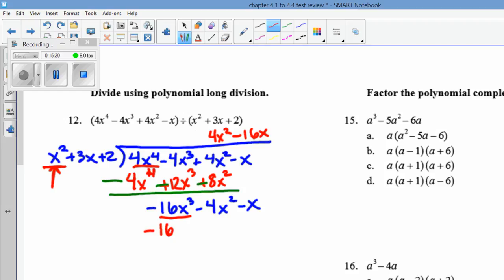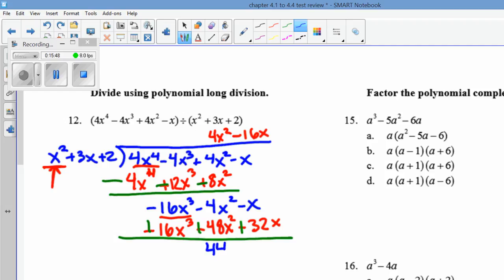So negative 16x cubed. And then 16 times 3 is 48. It's going to be negative, so negative 48x squared. And 16 times 2, so negative 32x. And when you draw your line, you change your signs. Those cancel, which was the whole point, and then this is 44x squared, and this is plus 31x.